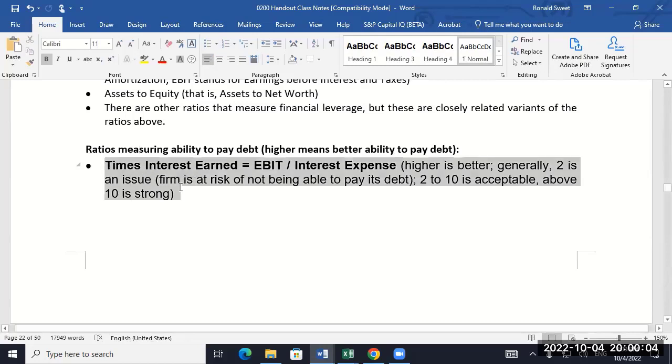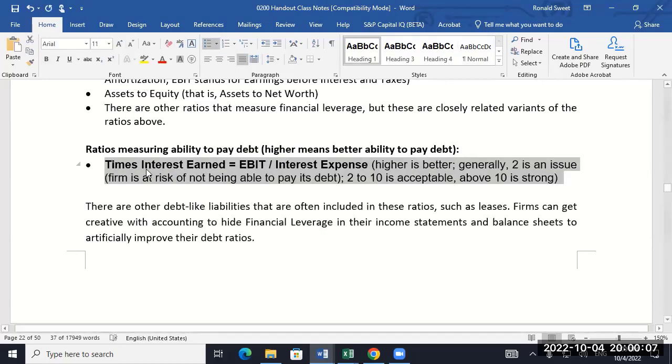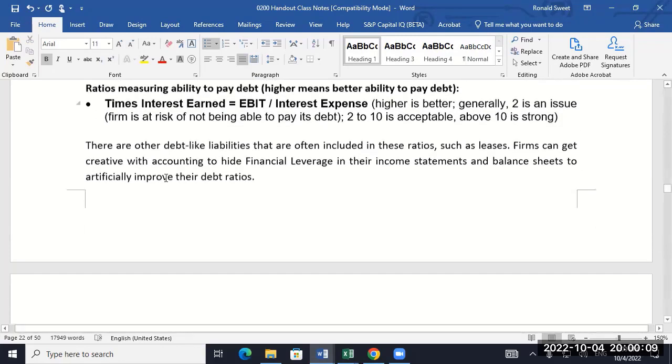I don't know why I switched fonts right here. That's not a really important paragraph, so you can switch it back to an 11.